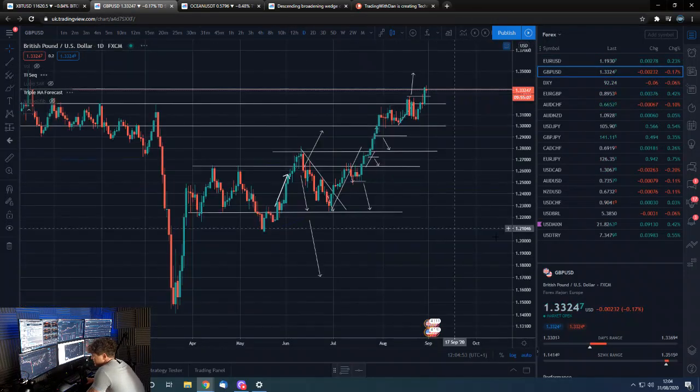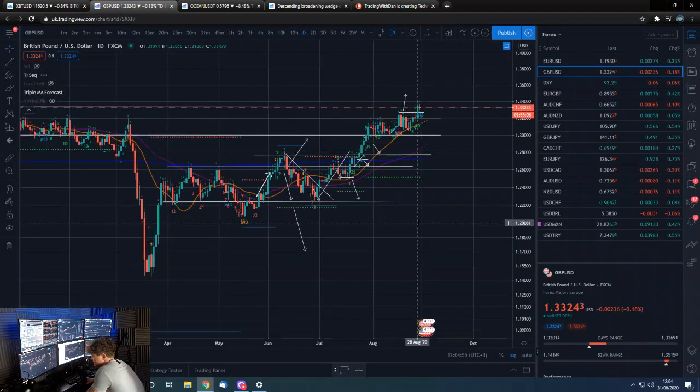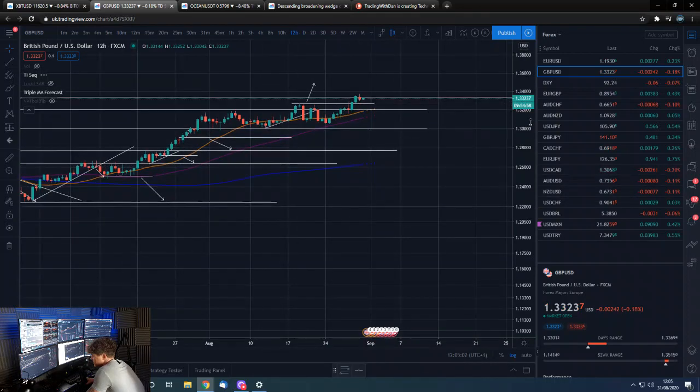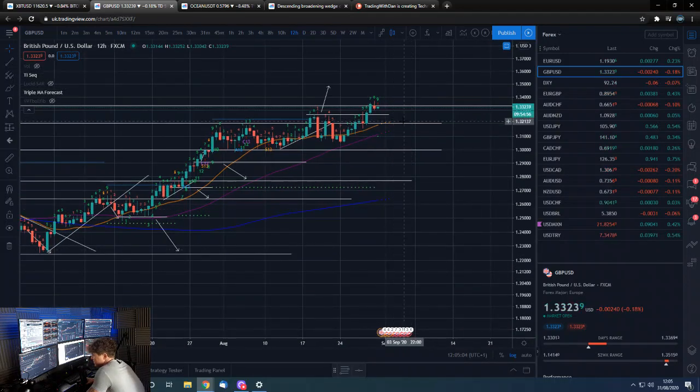Cable is pretty similar, breaking out to these highs, breaking above these levels. Looking bullish, consolidating at higher levels. Nothing TD wise really to look at on the daily.